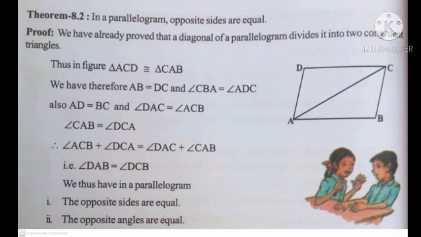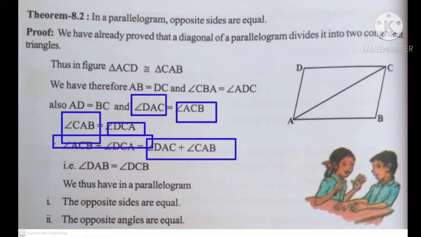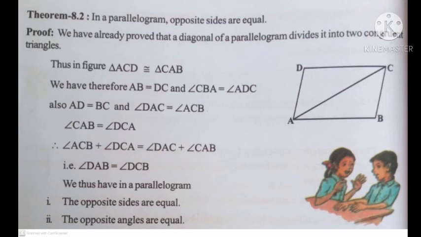From this theorem onwards, we can prove opposite angles are also equal. Now, you have to observe. That implies angle CAB is equal to angle DCA. Therefore, angle ACB plus angle DCA is equal to angle DAC plus angle CAB. That implies if we add on the left side, we get angle DAB, that is equal to angle DCB. We thus have in a parallelogram the opposite sides are equal and also opposite angles are equal.